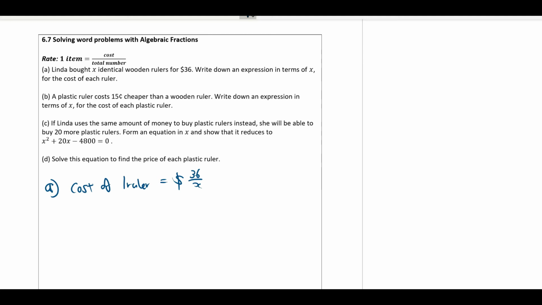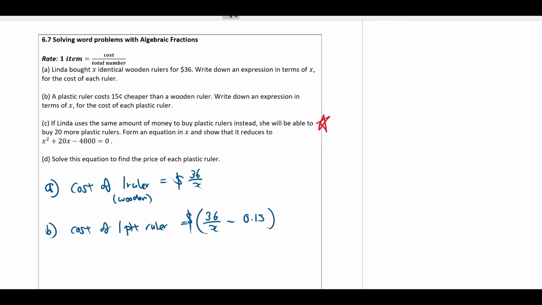Next, a plastic ruler costs 15 cents cheaper than the wooden ruler. Write down an expression for a plastic ruler. So in this case, this is wooden. B, cost of one plastic ruler is equal to 36 over x minus 0.15, because they say that it is cheaper. Okay, so for part C, part C is the crucial part where you need to form the equation.